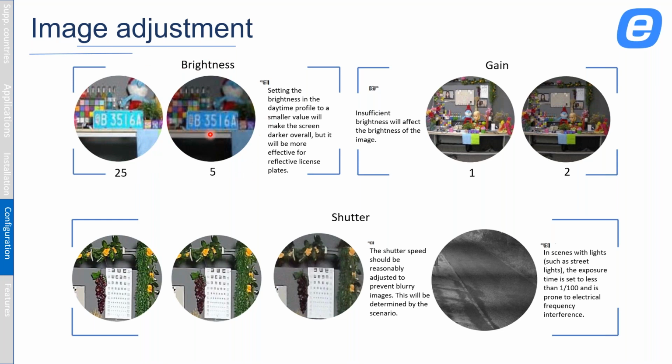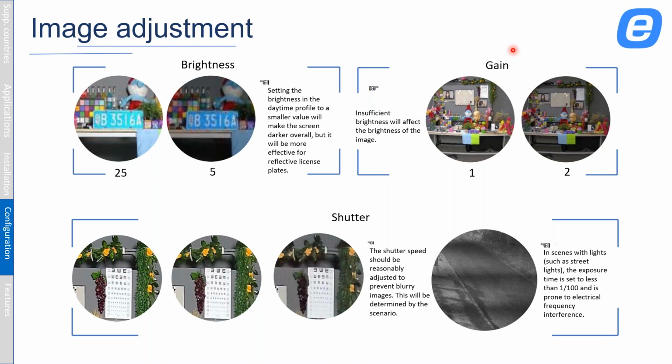So setting the brightness in this daytime profile to a smaller value will make the screen darker overall, but it will be more effective for reflective license plates. So license plates that are a brighter color, like you can see this cyan color right here, or white or maybe a light green, any light color, you can lower the brightness so you can see the license plate a lot clearer. If the sun were to reflect off the license plate, maybe it'll cut off a letter or you can't see it because the license plate number is white. So setting the brightness down a little bit will darken the image and you can see it'll be less reflective.